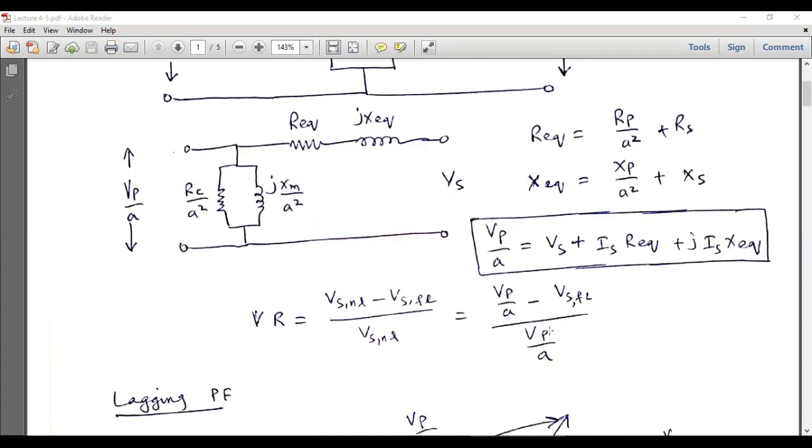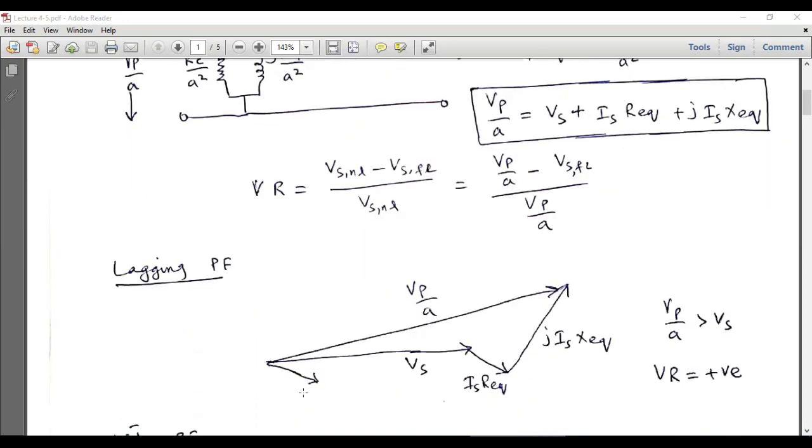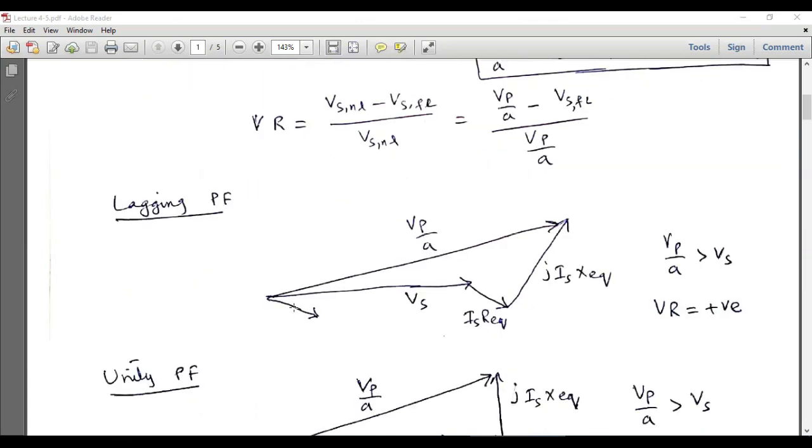So this expression will help us to predict the polarity of the voltage regulation for different types of loads. If we consider the lagging power factor load in the first case, we can draw the phasor diagram by considering the secondary voltage as our reference. This secondary voltage vector is plotted on the x-axis, and we know that Is is lagging Vs, or the secondary current is lagging the secondary voltage, because we have a lagging power factor load. This vector corresponds to the secondary current.